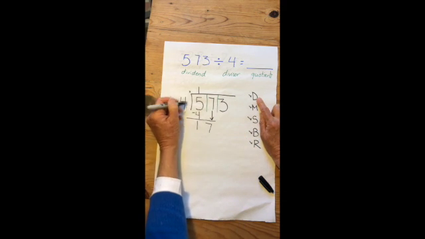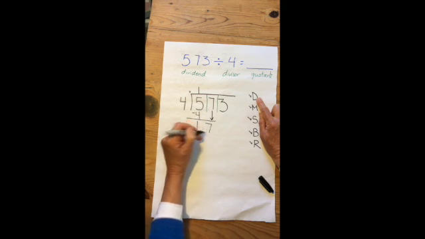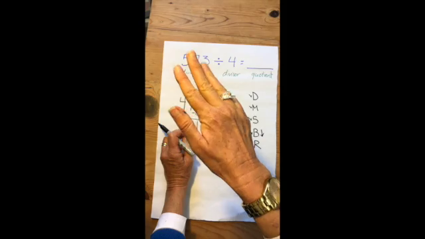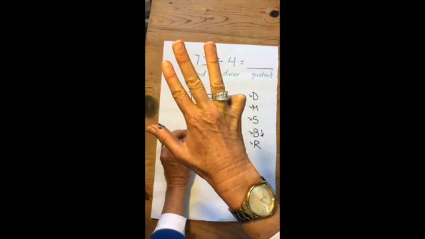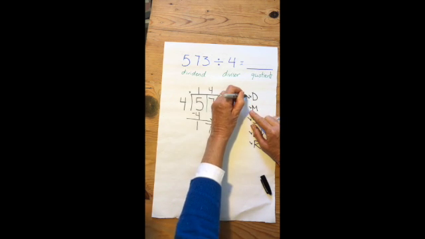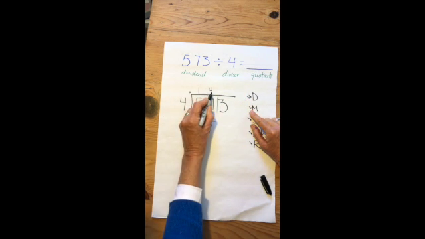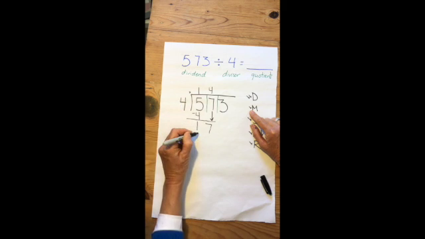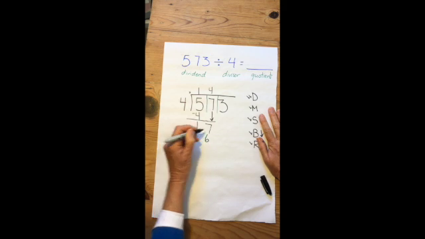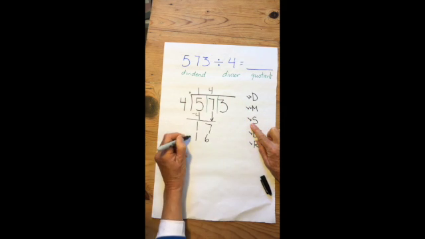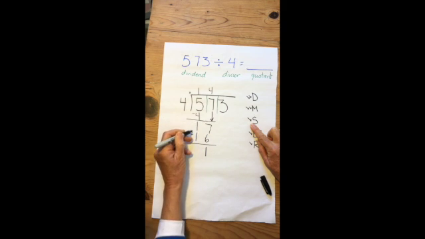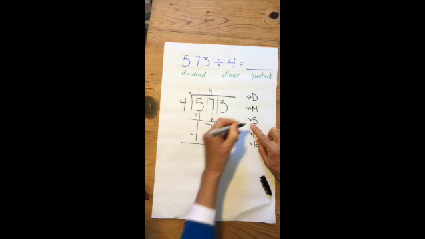So now how many 4s are in 17? 4, 8, 12, 16, 20, too many. So that's 4. So we put 4 here, check. Now we're going to multiply. 4 times 4 is 4, 8, 12, 16. Check. Now we're going to subtract. 7 minus 6 is 1. 1 minus 0 is nothing, so I'll leave that blank.